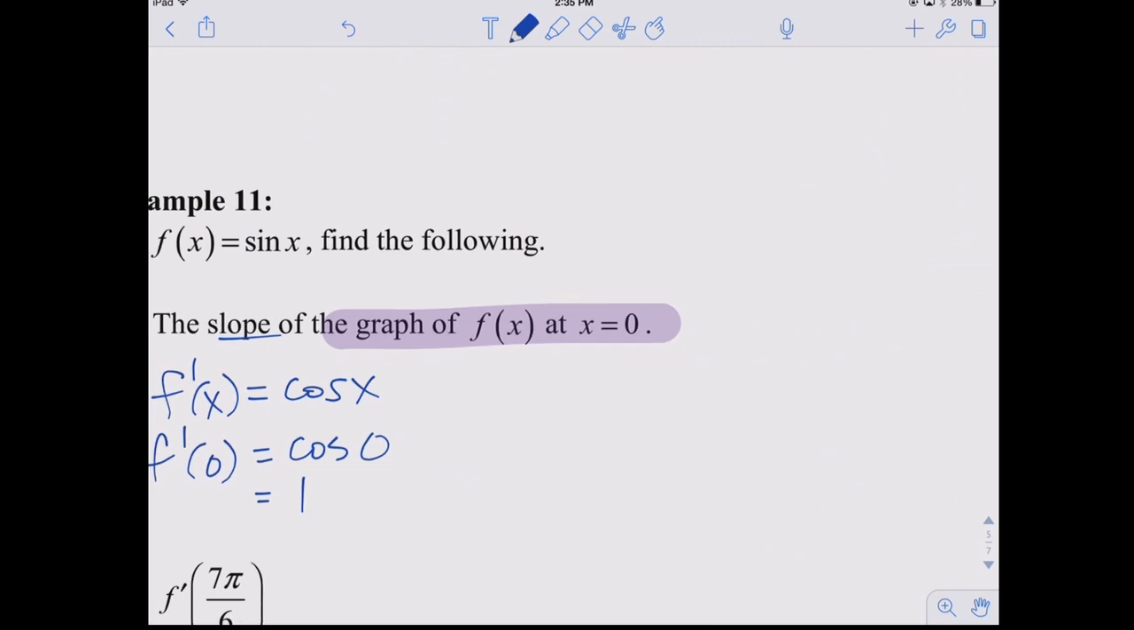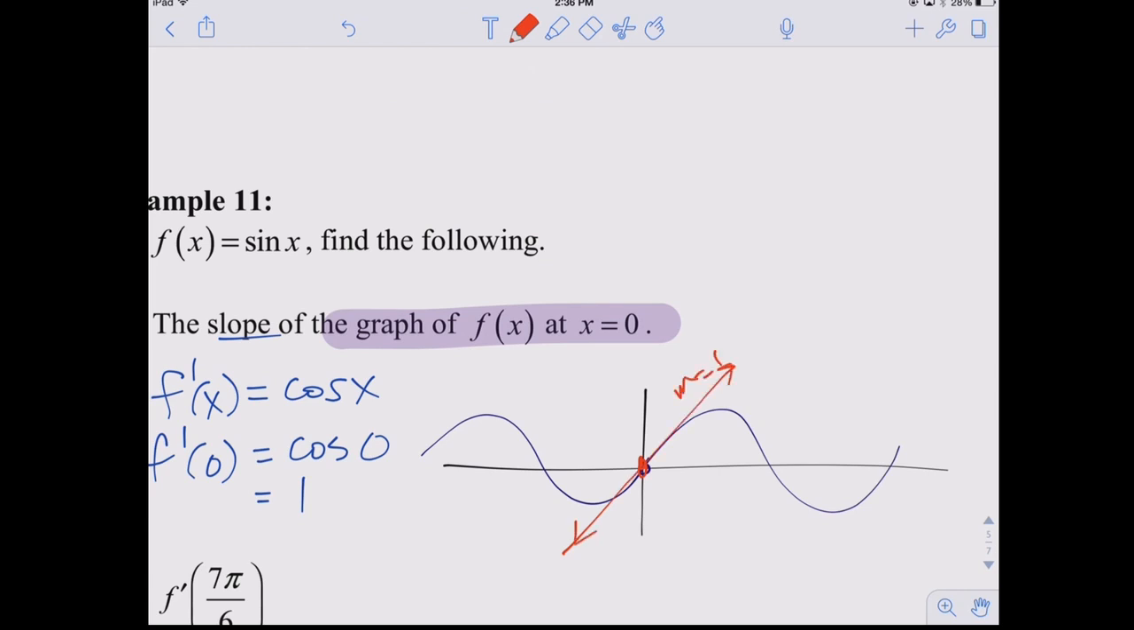So let's see what that means graphically. Sine of x, the sine wave, looks like that. What we did is we just found the slope of the tangent line right there at 0. And we know that its slope is 1. So the graph of sine of x launches out of the origin with an angle of what in degrees, if the slope is 1? 45 degrees. Right. A slope of 1 is 45 degrees.